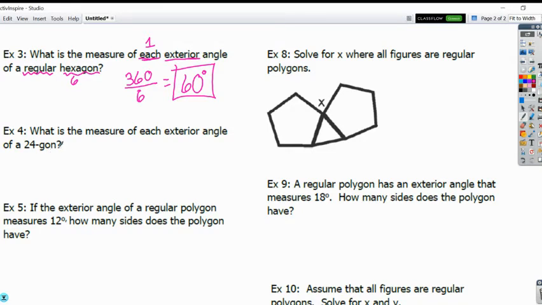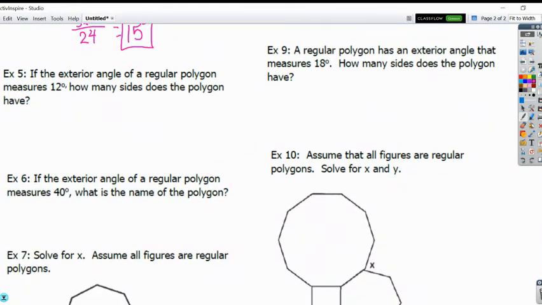Example 4 is going to look for the measure of each exterior angle in a 24gon. So we're going to work with that 24gon. Again, my 360 total gets divided by the number of angles. Well, that happens to be equivalent to the number of sides. So 360 divided by 24 would give us 15 degrees in each exterior angle.